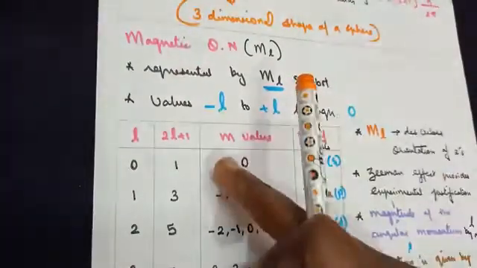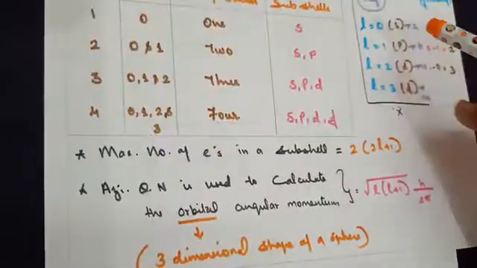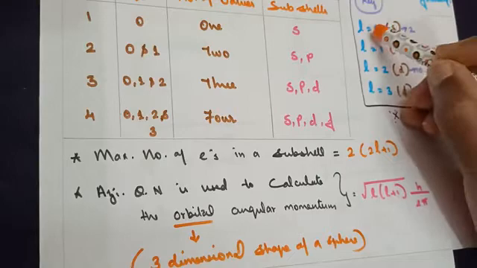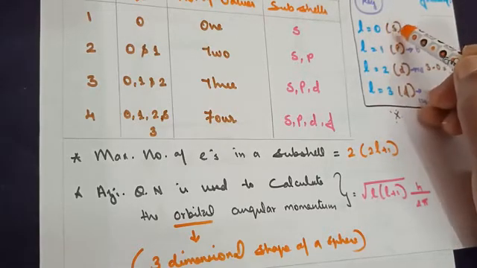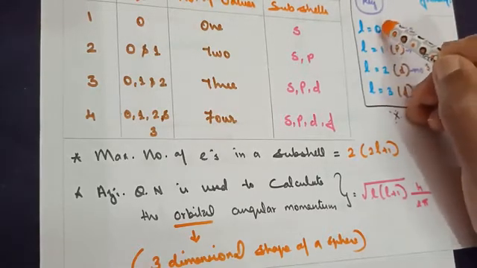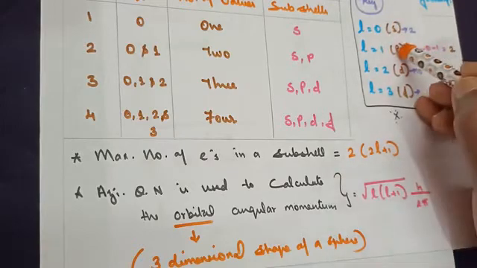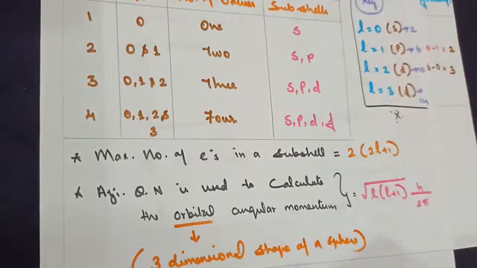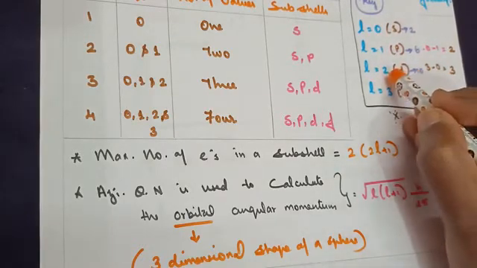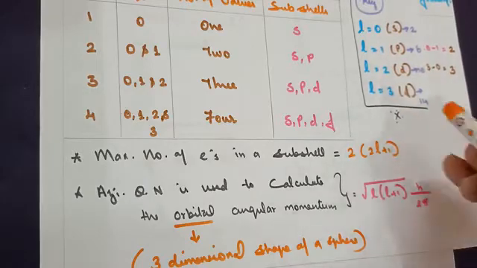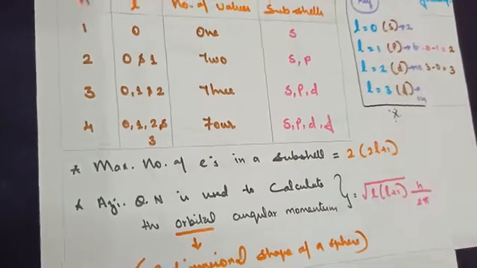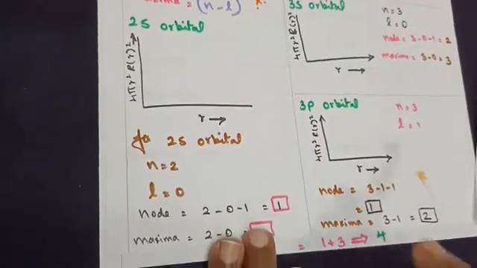So you needn't work out all these theories. That's why I gave you this clue to remember. If you see s, the L value is 0. If you see p, the L value is 1. If you see d, the L value is 2. If you see f, the L value is 3. That's how you have to remember the clue.